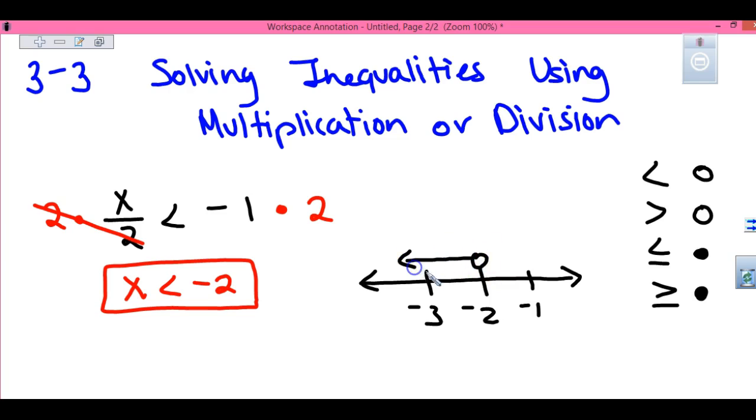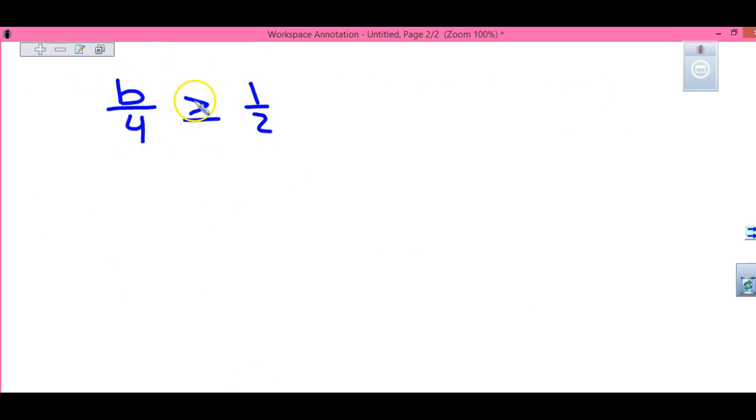Can we cross cancel? 2 goes into 2 once, and 2 goes into 4 twice. So b is greater than or equal to 2 over 1. This means the same thing as b is greater than or equal to 2. Can we graph this? Closed circle, pointing to the right, that is correct. Why to the right? All the numbers after 2 are greater than 2. All the numbers to the right of 2 are greater than 2.